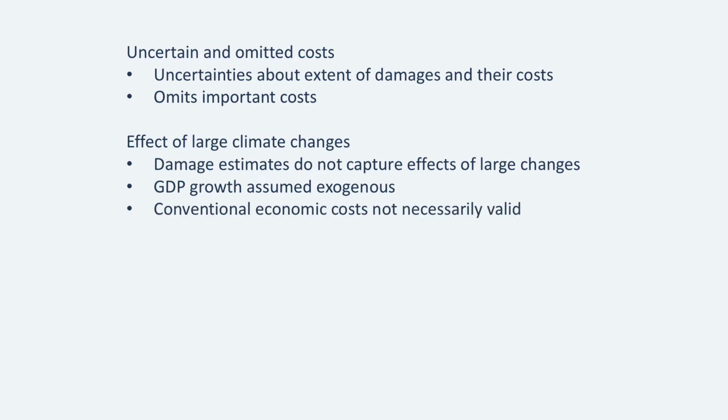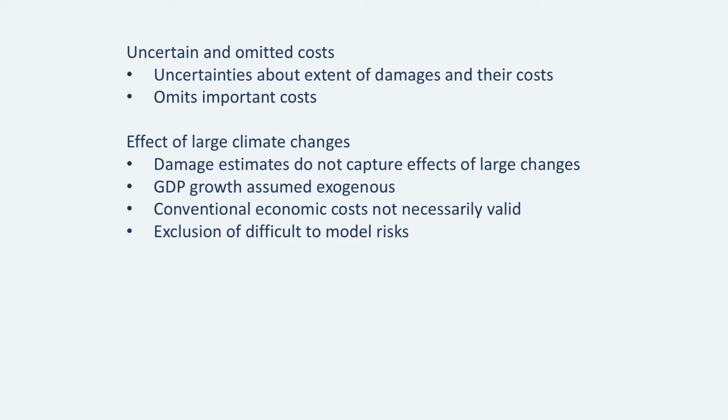Also, conventional economic costs may not be a valid measure of damages. For example, loss of agricultural output may represent a small proportion of GDP simply because agriculture is currently a small proportion of GDP. Nevertheless, very large-scale loss of food supplies clearly has much greater costs. This will, among other things, lead to large changes in relative prices which are not captured by the models.